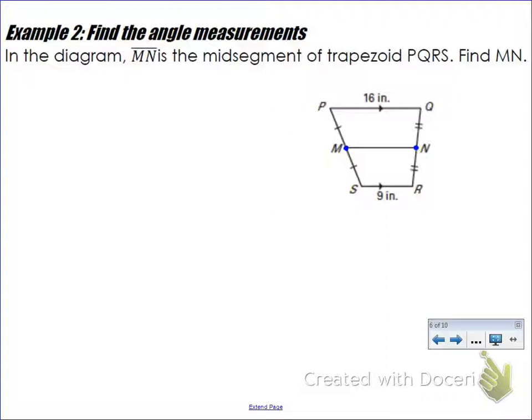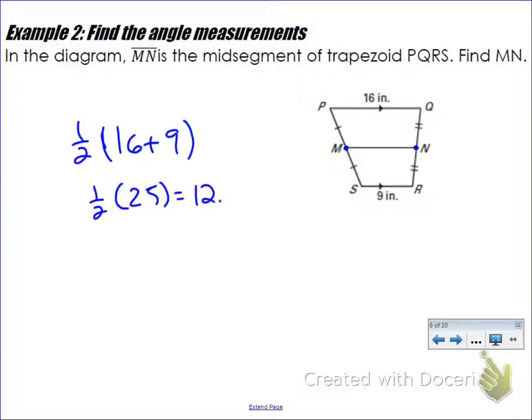To find the length of MN, we would just take half times base 1, which is 16, plus base 2, which is 9, and 16 and 9 is going to be 25, and half of that's going to be 12.5, and this is going to be in inches. So the length of MN is going to be 12.5 inches. And again, we just did 1/2 times base 1 plus base 2.